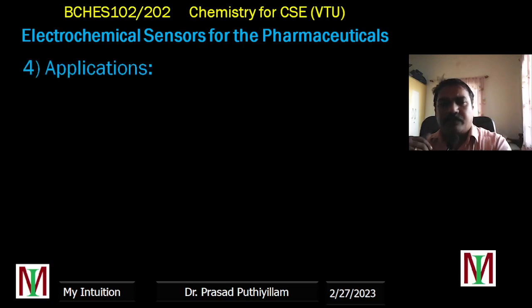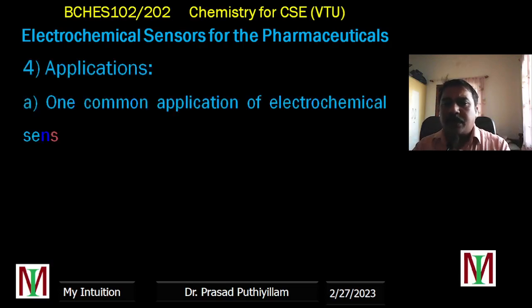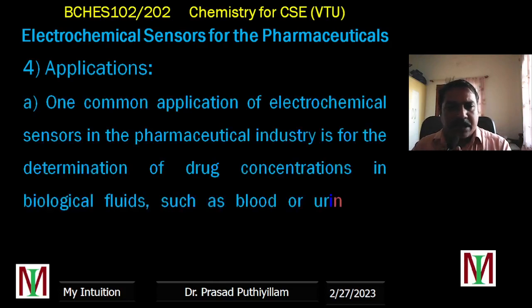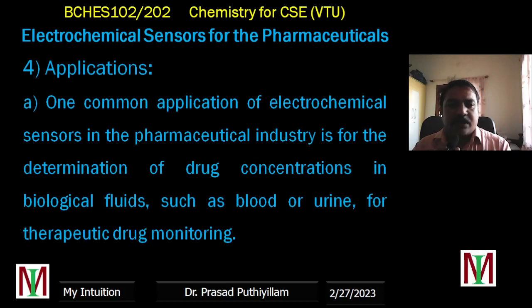The applications of electrochemical sensors in pharmaceuticals. One common application of electrochemical sensors in the pharmaceutical industry is the determination of drug concentration in biological fluids such as blood, urine, or therapeutic drug monitoring. Means we need to check if any drug is taken or administered, either by injecting, or by eating the tablet, or by drinking that medicinal liquid form.